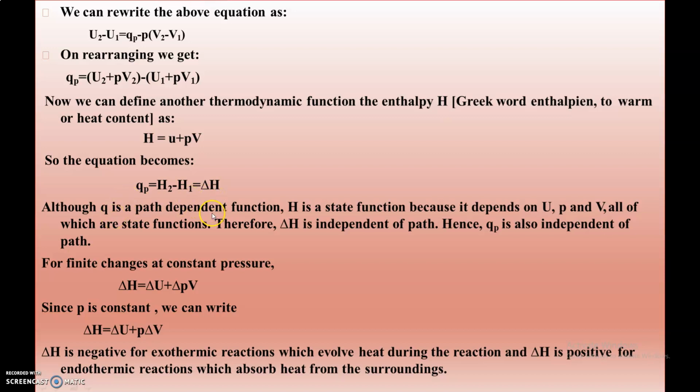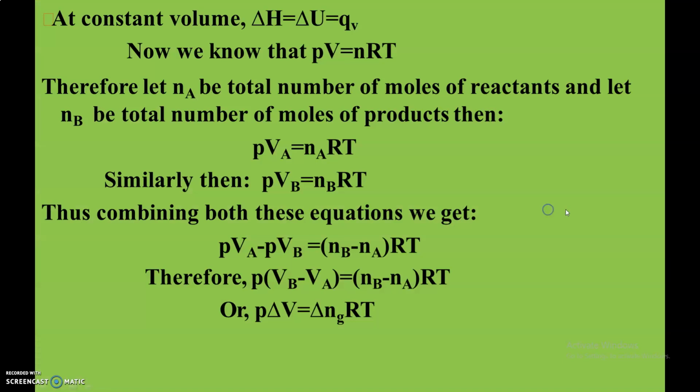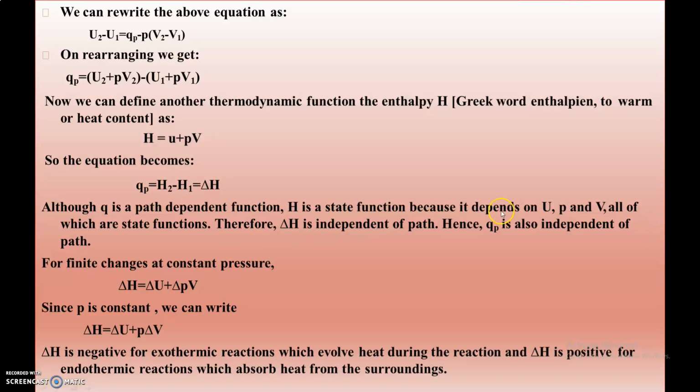Although Q is a path dependent function, we know heat is a path dependent function, H is a state function because it depends on U, P and V, all of which are state functions. Therefore, delta H is independent of path. Hence, Qp is also independent of path.